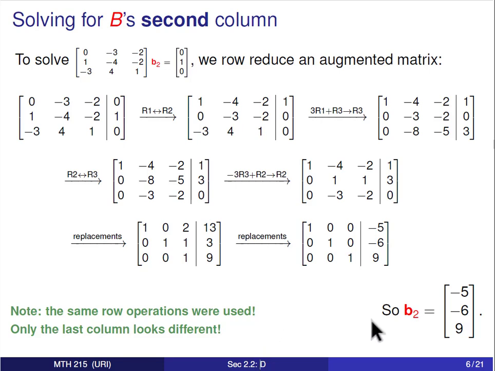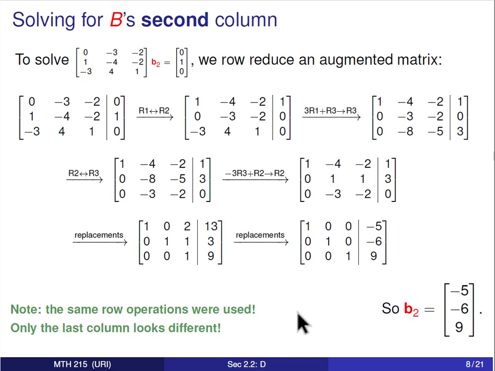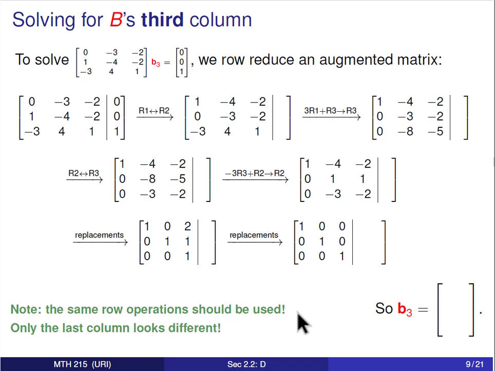Okay, at this point we've got the first column of B. We now have the second column of B. Putting those together, we should be fine. The thing you want to think about though is how would we do this more efficiently? To solve for B's third column, I know that I have to use the third column of the identity matrix on the right-hand side, but if I know that the row reduction steps are going to be the same, maybe I don't even have to write those out. Maybe I can just fill in what the right-hand column should be in each of these matrices. Remember, the same row operations can be used, only the last column has to look any different.